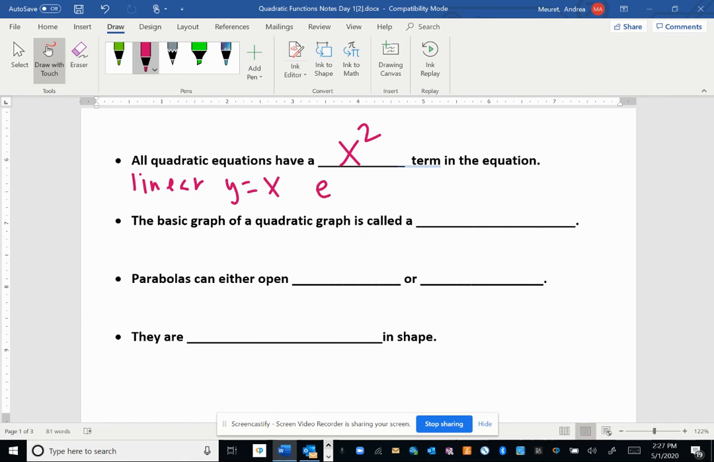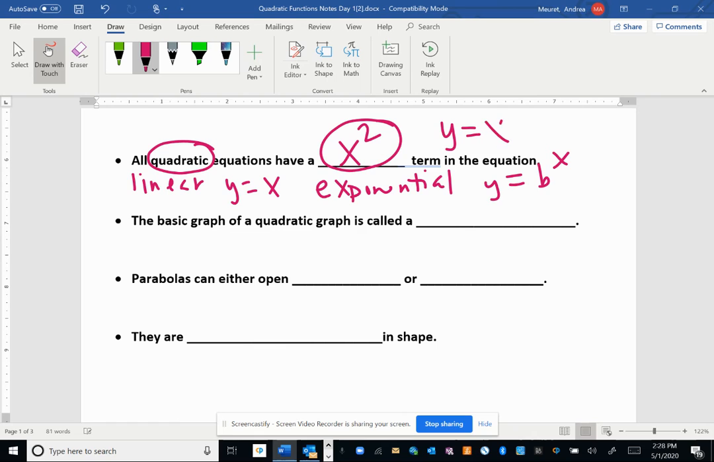We've learned about exponential. Exponential was y equals b to the x. And now we're learning about quadratics, and quadratics have x squared. So that parent function, y equals x squared.